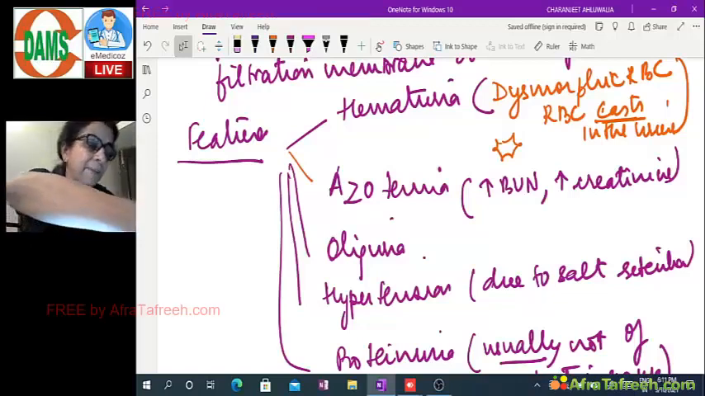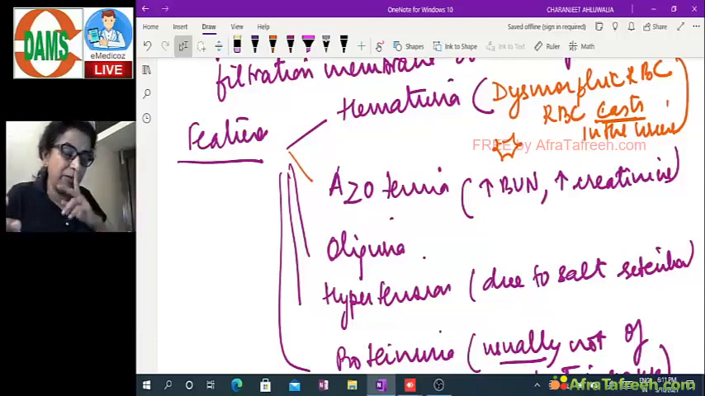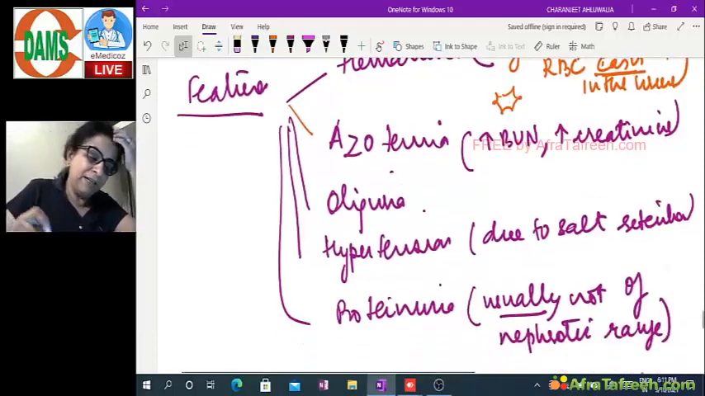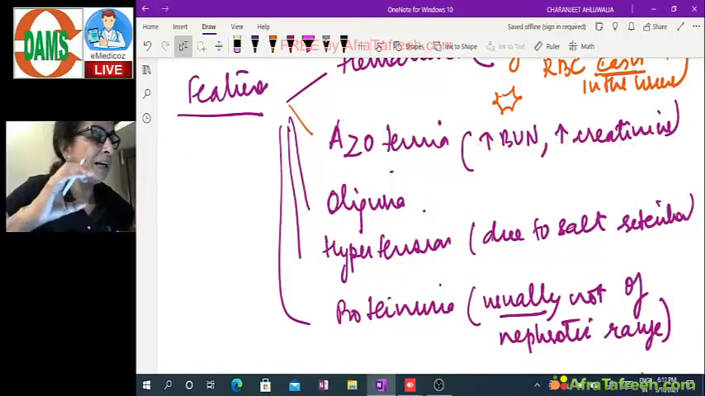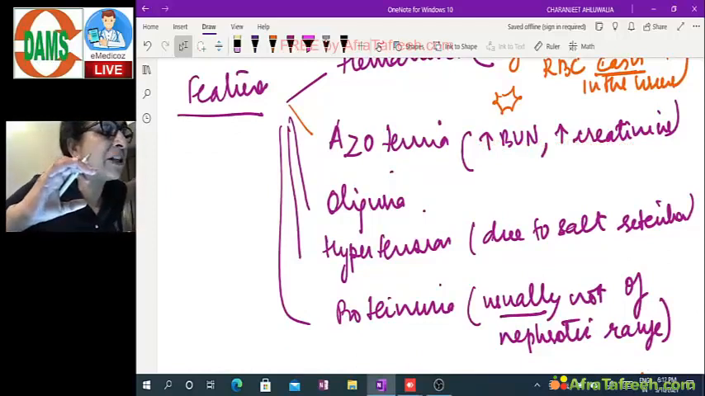Second is azotemia. Azotemia means now this patient with nephritic syndrome will have a high blood urea and creatinine level. Third, oliguria, passage of less than 400 ml of urine in 24 hours. Fourth, hypertension. Fifth, proteinuria. Proteinuria is there, but not as much as in nephrotic syndrome.